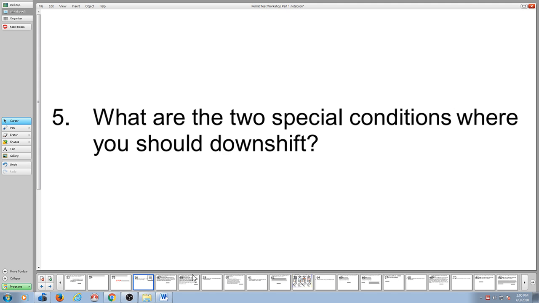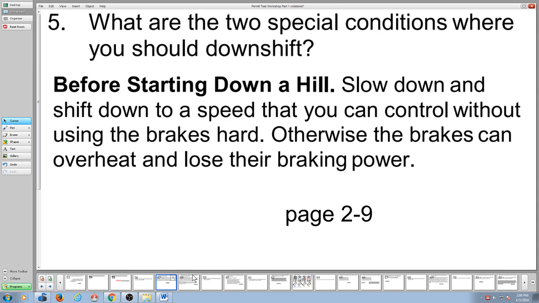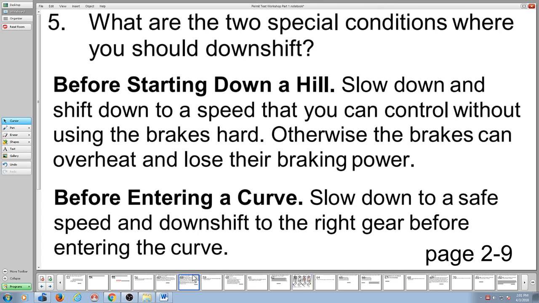What are the two special conditions where you should downshift? Downhill and uphill. Oh, I'm sorry. Downhill and braking. Interesting. Downhill is correct. Before starting a downhill, slow down and shift down to a speed that you can control without using your brakes hard. Otherwise, the brakes can overheat, and if they overheat, you lose their braking power, which is why you see those ramps on the side of long downgrades. Other reason, before entering a curve.